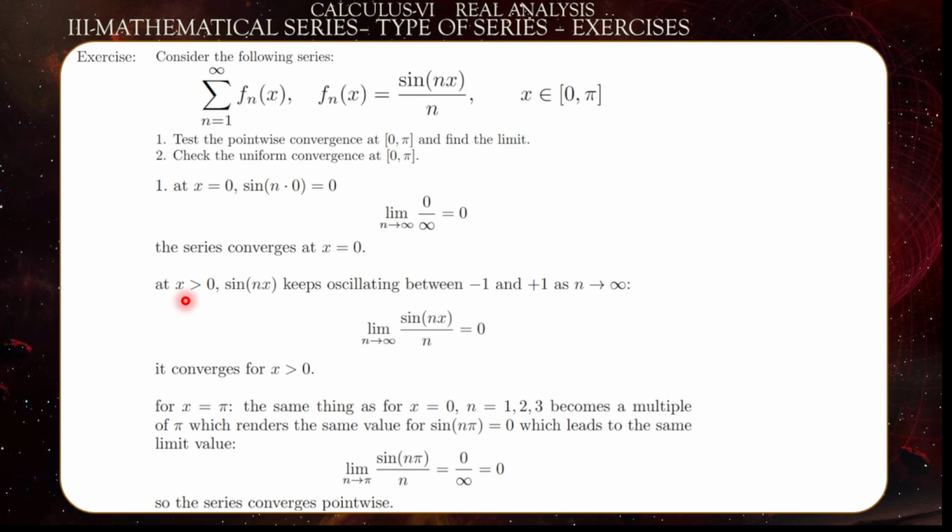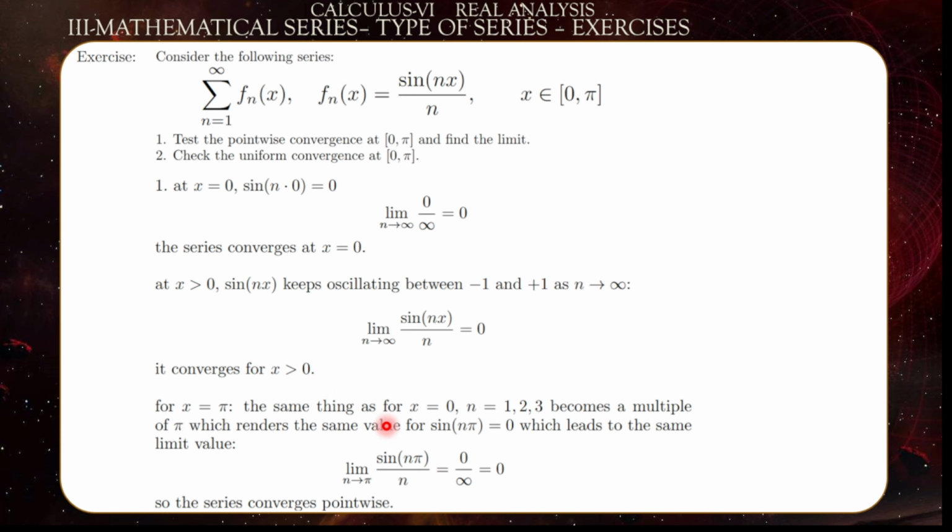At x greater than 0, sine nx would keep oscillating, or swinging, between -1 and +1 as n approaches infinity. So it is limited between -1 and +1. As for n in the denominator, it would rise to infinity. It would keep increasing. So the limit as n approaches infinity of sine nx divided by n would be equal to 0. So it converges for x greater than 0.